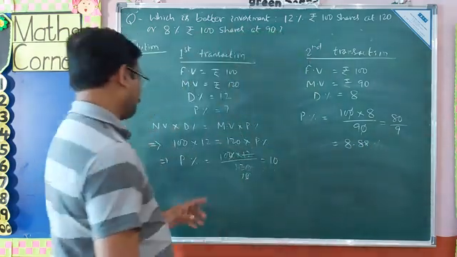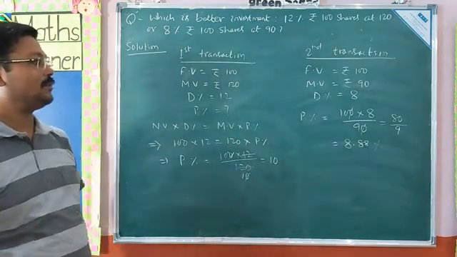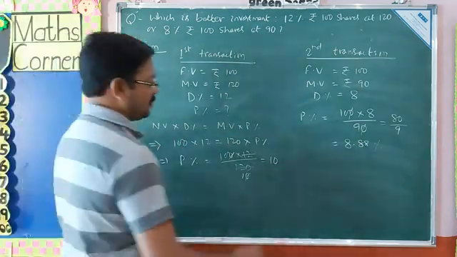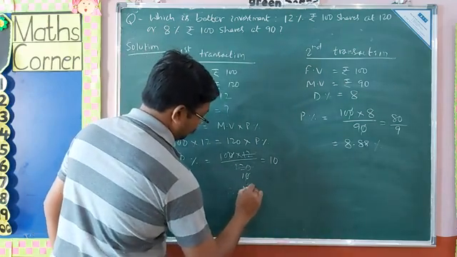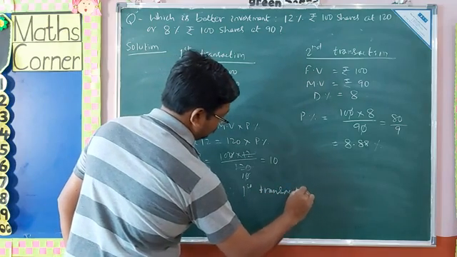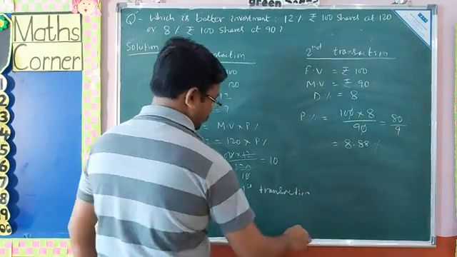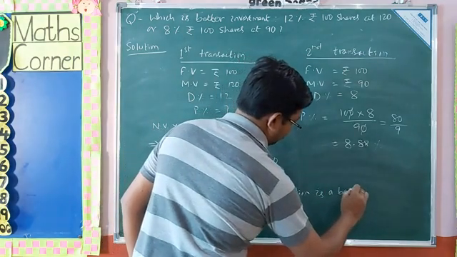So you see the profit percent in the first transaction is more than the profit percent of the second transaction. Therefore, we can say the first transaction is a better investment.